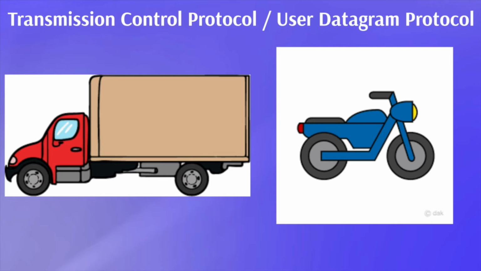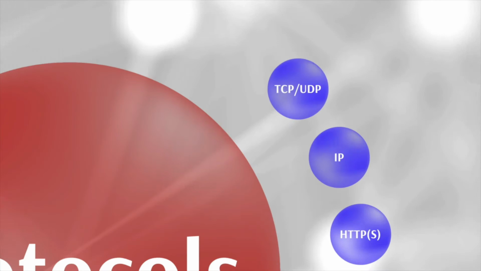UDP is faster because error recovery is not attempted. So if there's an error, it will just discard that data. And finally, the packets are only checked for integrity once they're received, and there is no flow control. So you can think of TCP as a truck. It's more reliable and you can carry more information, and it's slower, whereas UDP is kind of like a motorcycle.